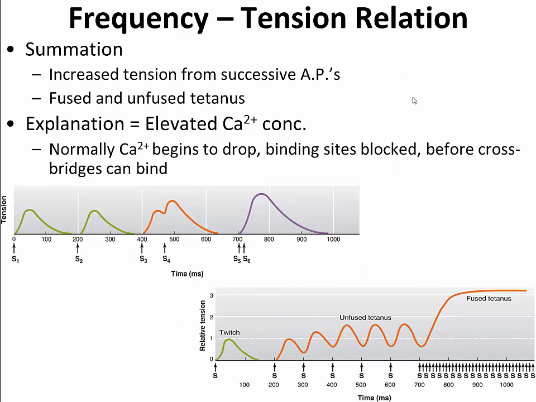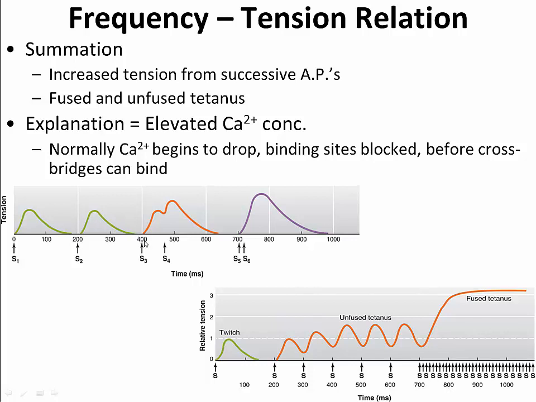Now, here we look at the relationship between frequency and tension. This is one of the things that we examined in that last lab that we had. If we look at this particular figure, what we notice is that we apply various electrical impulses to the muscle here. When we apply stimulus 1, we generate tension, and then that tension falls back to 0 in 200 milliseconds. And then we apply a second stimulus, and that falls back to 0 in 200 milliseconds.